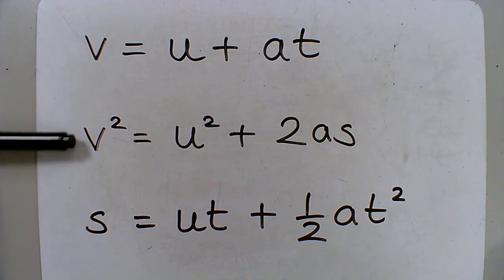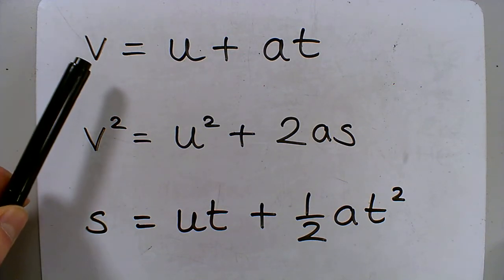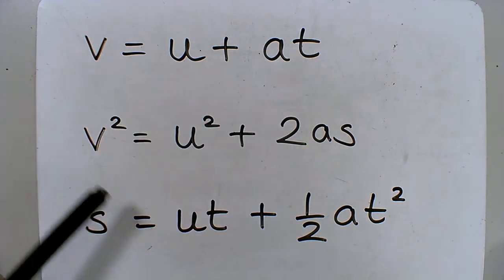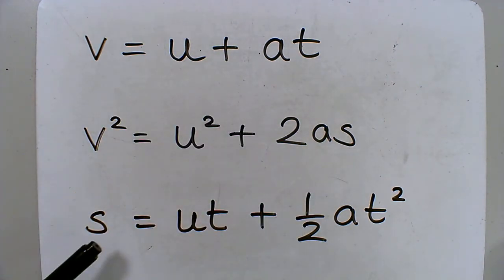One thing that all three of these SUVAT equations have in common is that they involve four quantities. So in here we've got 1, 2, 3, 4, 1, 2, 3, 4, 1, 2, 3, 4. And obviously t is the same here. To decide which one to use, you have to read the question carefully, and find out what information they have given you and what it is that you're trying to find. It's really simple.